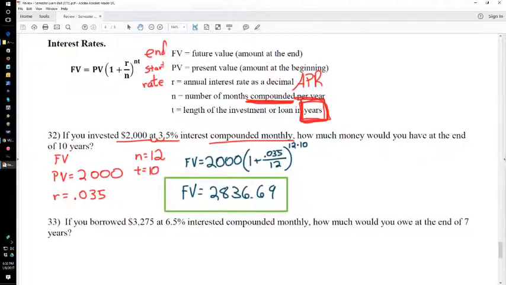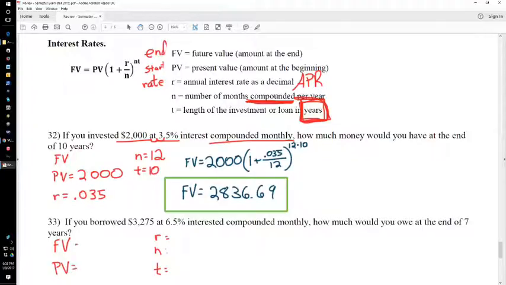All right? This works the same way if you're borrowing money. So try number 33 on your own if you're feeling so bold. But number 33, same idea. You've got a future value, a present value, an R, an N, and a T.